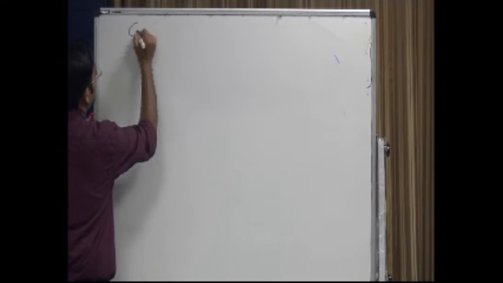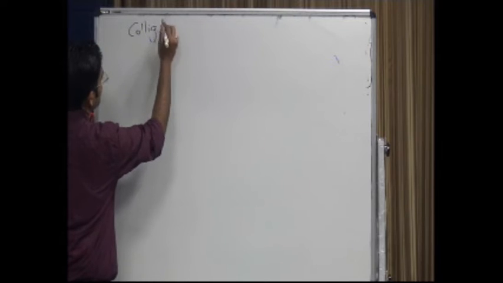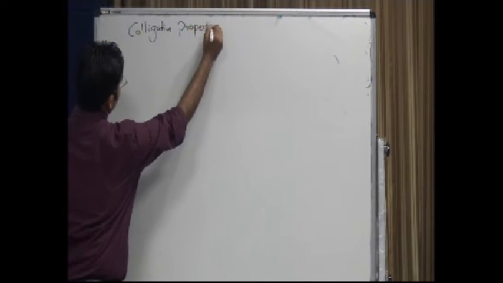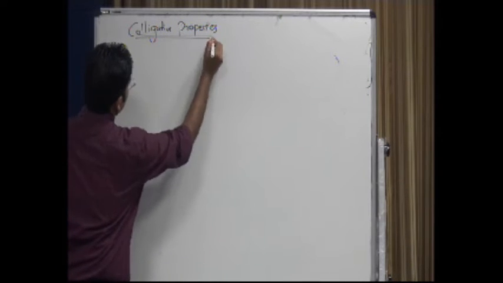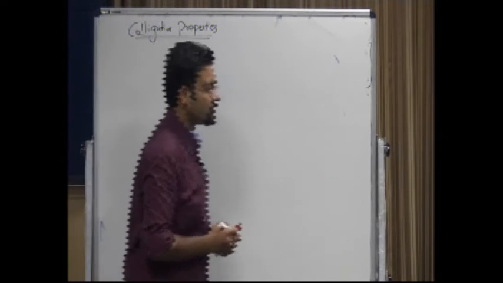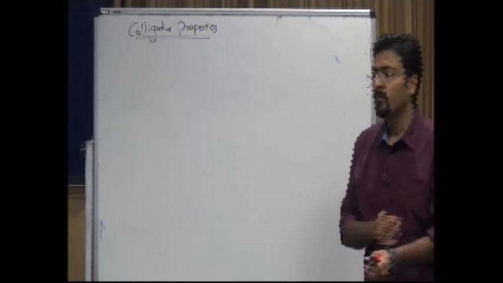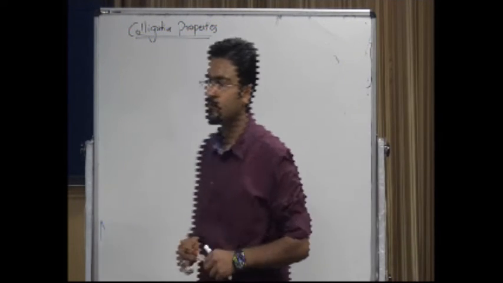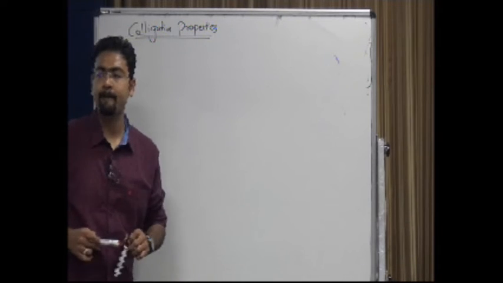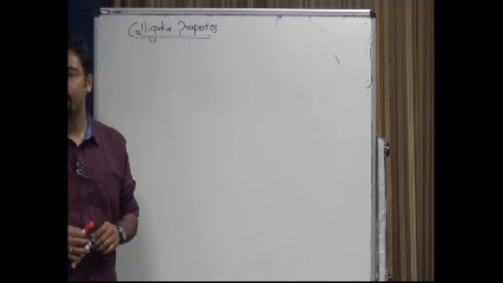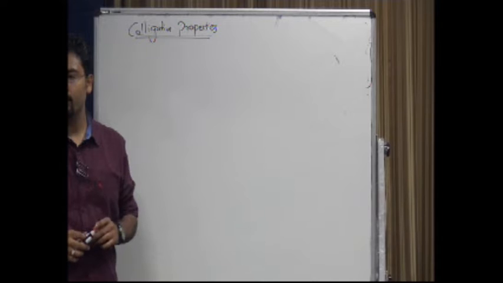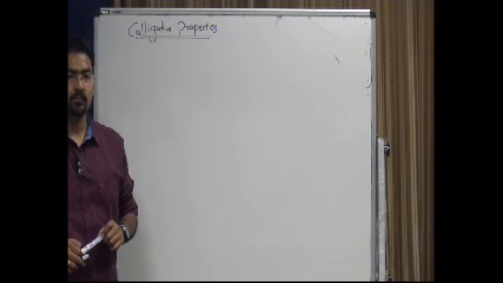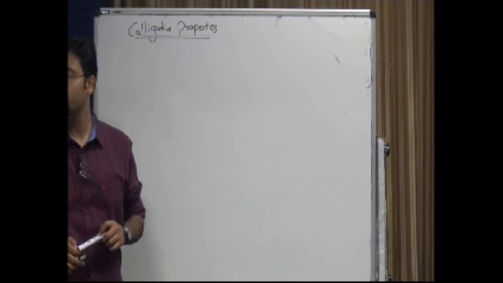Now next is colligative properties. So what are colligative properties? क्या होती हैं colligative properties? Property depending upon mass? No.